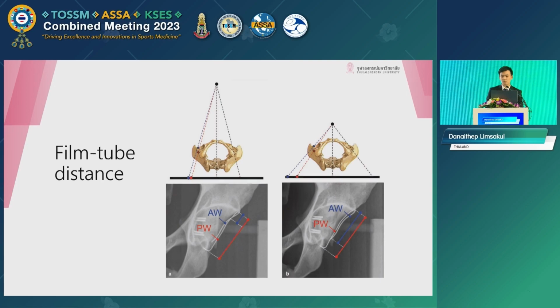Next is the film tube distance. The anatomy of the hip is also affected by the film tube distance. The apparent acetabular anteversion increases with increasing film tube distance. In contrast, with decreasing film tube distance, which means the X-ray source comes closer to the patient, the anteversion decreases and the acetabulum may appear retroverted. The apparent retroversion becomes more pronounced, indicated by a more distal crossing of the anterior wall and the posterior wall, as indicated on the picture on the right.